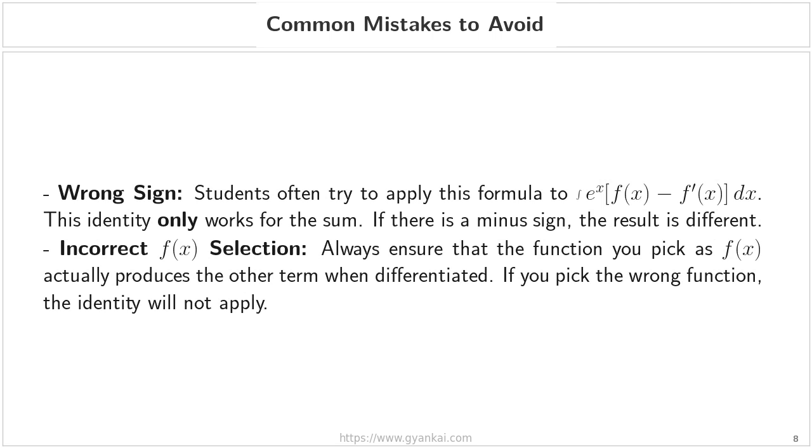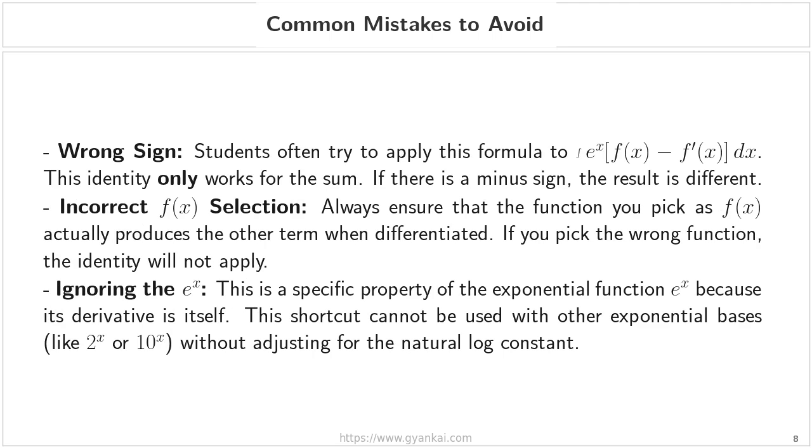Next, be careful with selecting your f of x, always, and I mean always. Double-check that the function you choose as f of x actually gives you the other term when you take its derivative. In other words, if you pick a function f of x, make sure that its derivative, f prime of x, is the other function inside the brackets. If you pick the wrong function, the identity simply won't apply, and you'll get an incorrect result. It's a quick check, but a crucial one.